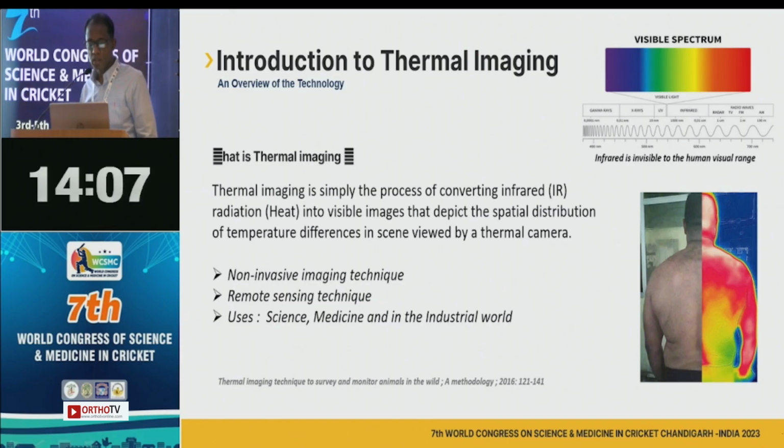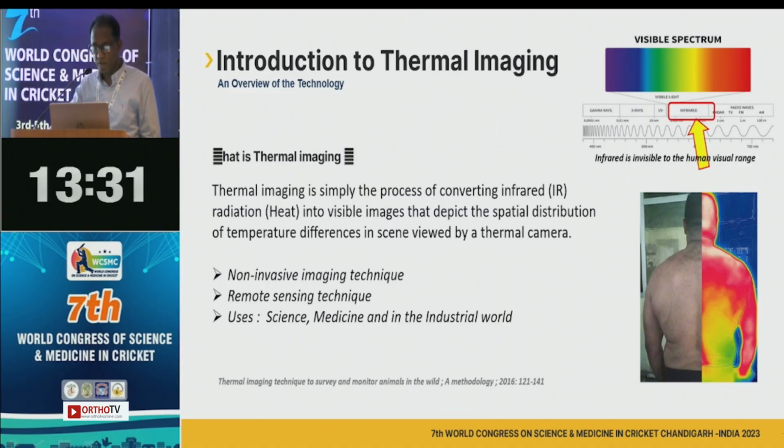So what is thermal imaging? If you concentrate on the right upper picture, you can see the visible spectrum of the wavelengths or waves that exist in our surroundings. You can see how tiny the range is that the human eye has the capacity to detect. This area is the infrared, where you have to concentrate, and this is what we are going to capture as thermal imaging.